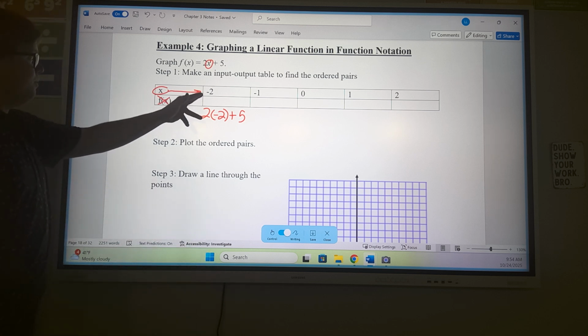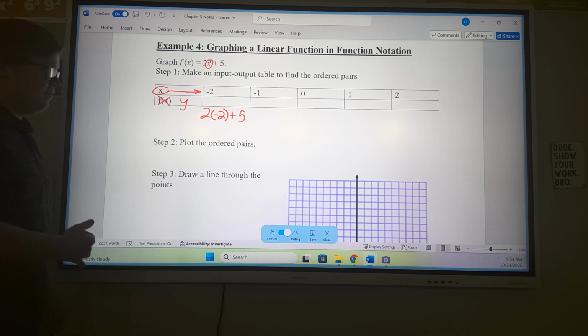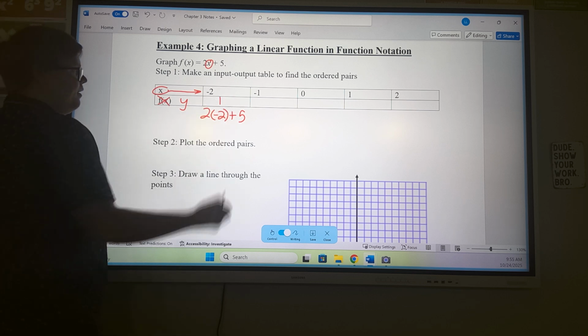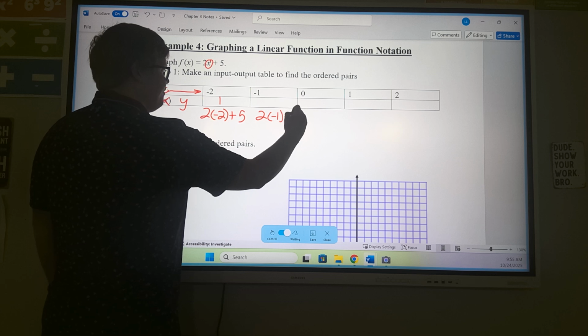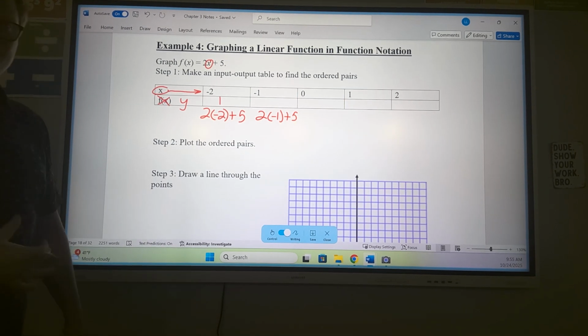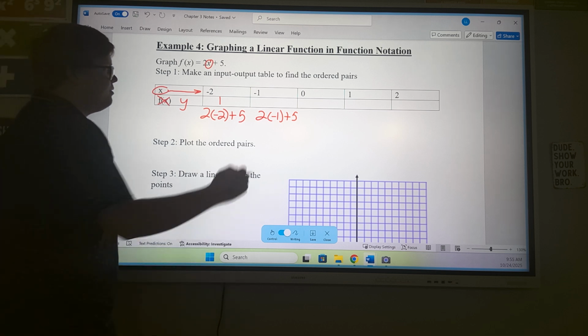So let's start with negative 2. We plug negative 2 in for x. Negative 2 times 2 is negative 4. Negative 4 plus 5 is 1. Okay, let's do the next one. 2 times a negative 1 plus 5. 2 times a negative 1 is a negative 2. And negative 2 plus 5 is 3.